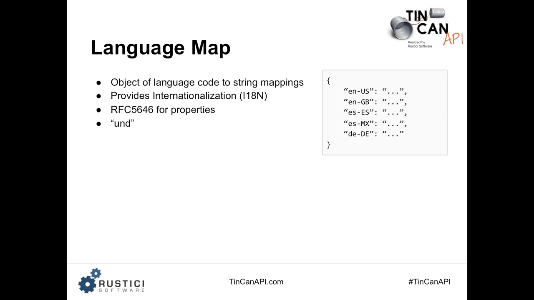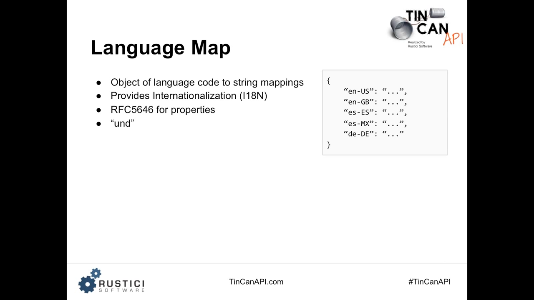Moving on, another key piece to the Tin Can API fundamentals is a language map. A language map is an object of language code to string mappings. On the right side, we can see an example of this, where we have a set of braces, and inside that object we have keys that map to RFC 5646 language codes, essentially. Those codes indicate a language and then a locality. In the first case, we have English used by the United States, and then English used by Great Britain. On the right side are then the values.